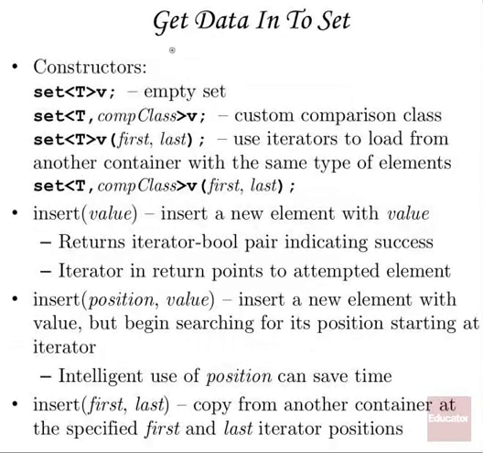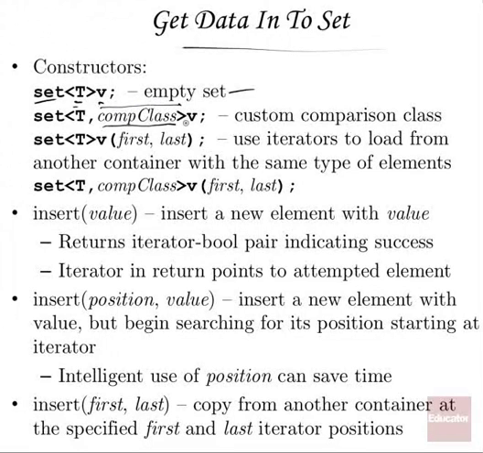So let's get some data into this set. So here are our constructors. You have set, the type of the set, and the variable. This is our empty set. You can give it a class as a second parameter in your type. So this type will be a class, your comparison class, and we'll talk later about how to define one of those.